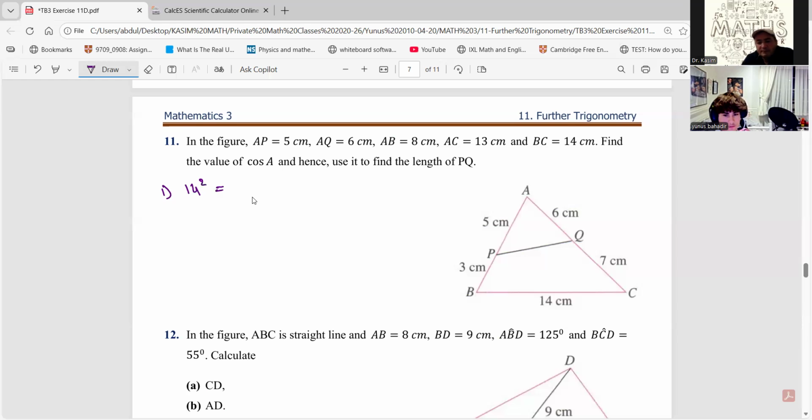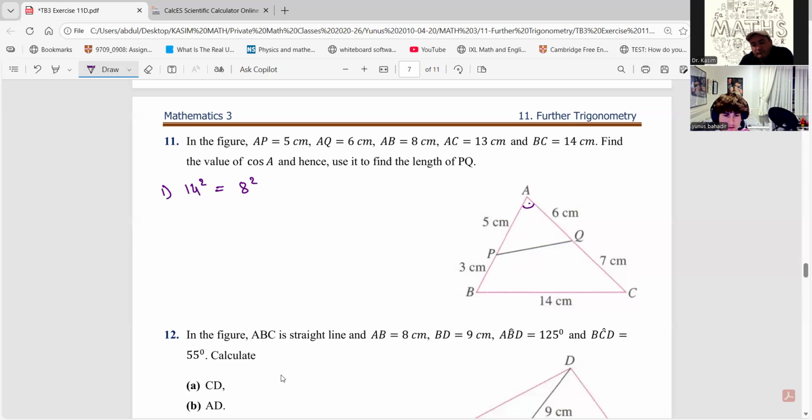14 squared equals... what's A, what's B? B is 7? No, it's not 7. You mean AB? With respect to this angle, you mean AB and AC, right? Yeah. So what is AB? Oh, B would be 8 squared, right? Because 5 plus 3 is 8.